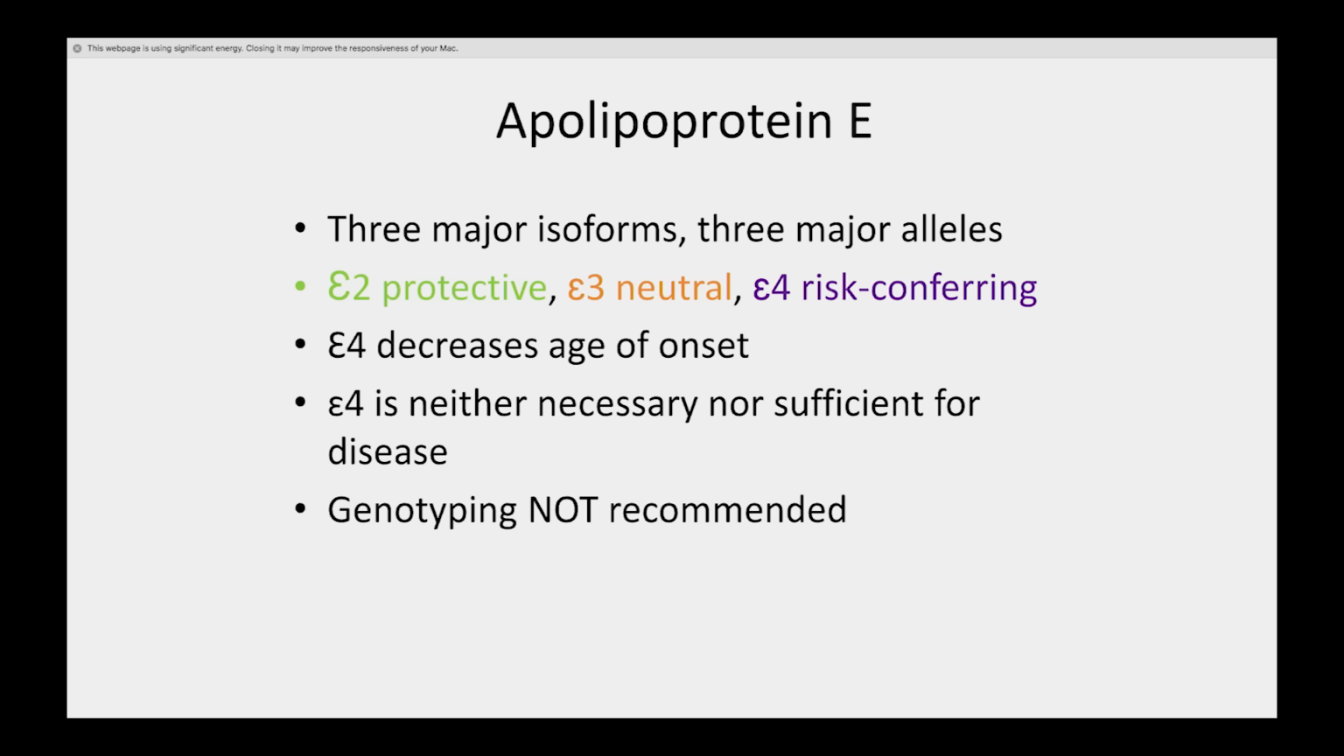So apolipoprotein E is a gene that has 3 major different forms. And you have 2 copies of it, because we all have, like I said, a pair of chromosomes. And so you can have 2 of any of these 3 forms: E2, E3, and E4. E2 is considered to be protective against Alzheimer's disease. E3 is considered to be neutral. It doesn't necessarily do anything. And E4 is considered to confer risk on patients who have it to develop Alzheimer's disease.